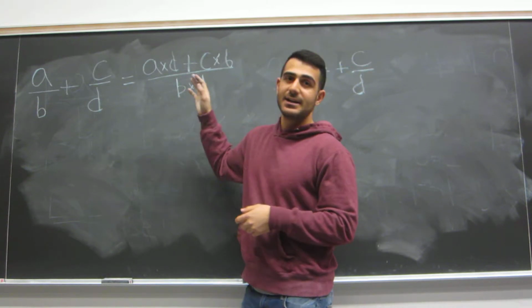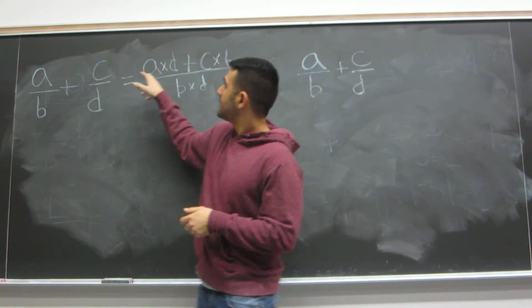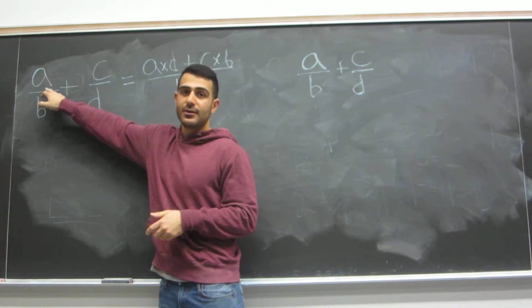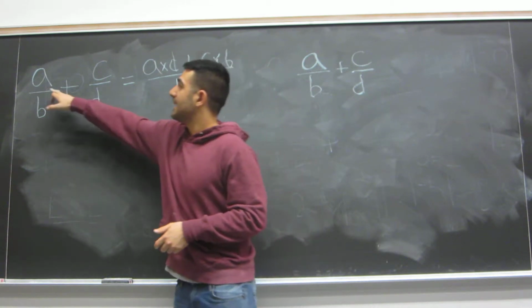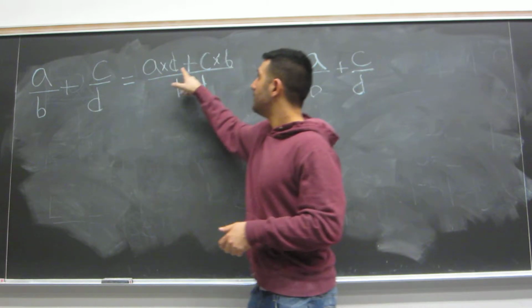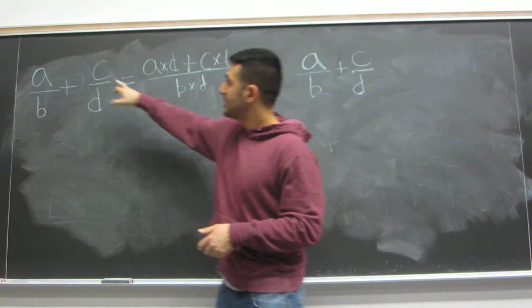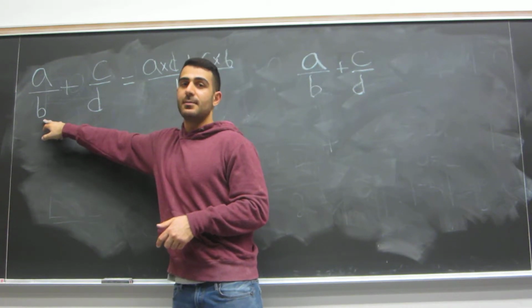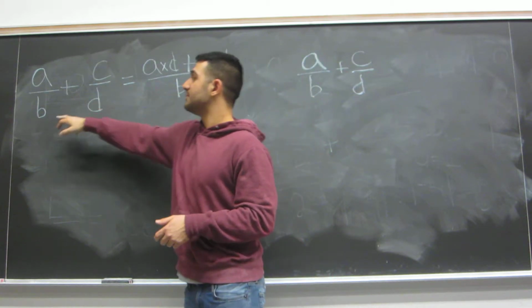So let's see what we can discern from what's happening here. We see that the first term, a times d, is just the first numerator times the denominator of the other rational number. So it'll be a times d plus, and then we see that the second term in the numerator is just the numerator of the second rational number times the denominator of the first rational number. So it's c times b.